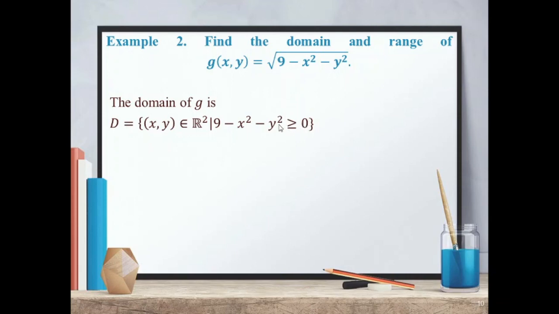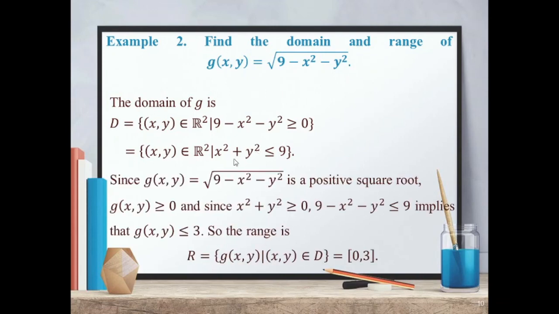See here again, if this 9 minus x square minus y square is negative, the square root cannot exist in the set of real numbers. Therefore D should contain those ordered pairs of real numbers x, y satisfying the condition 9 minus x square minus y square is greater than or equal to 0, or in other words it is the set of those ordered pairs of real numbers x, y such that x square plus y square is less than or equal to 9.